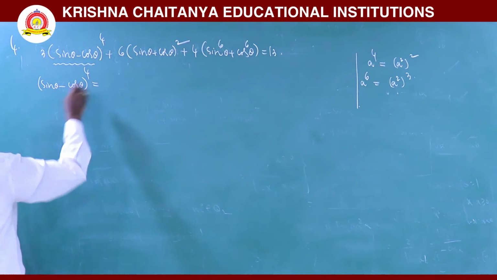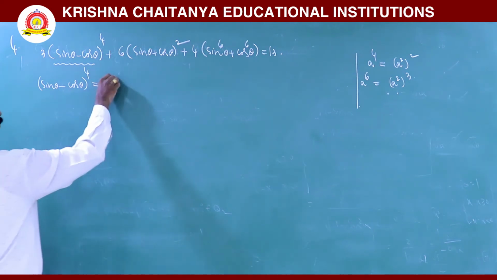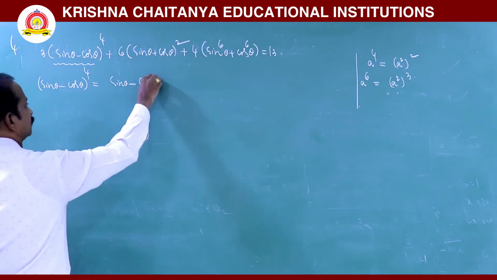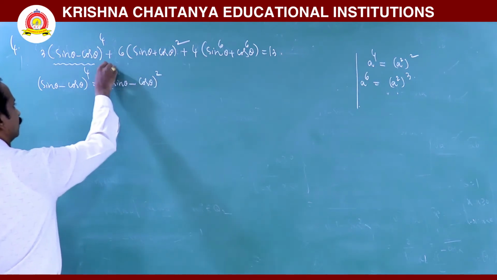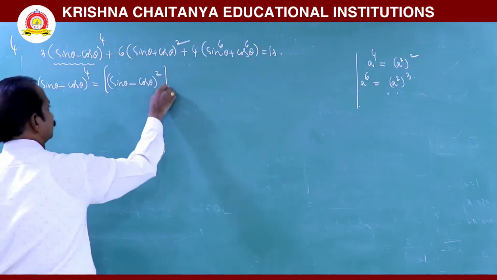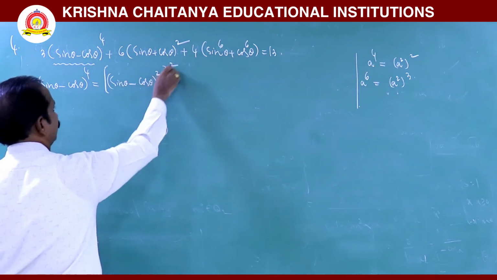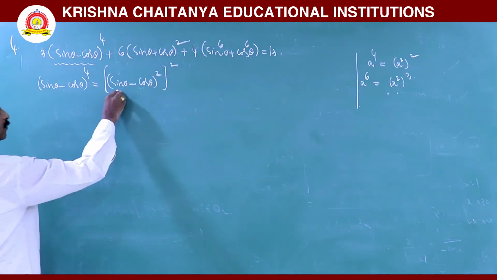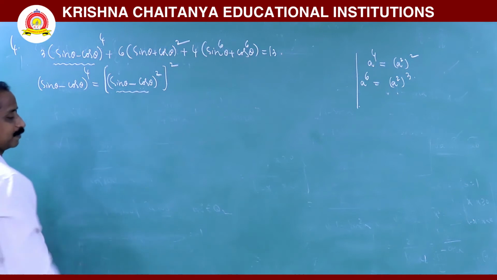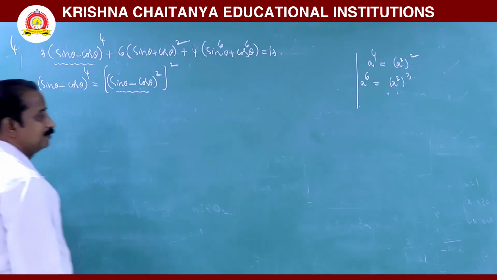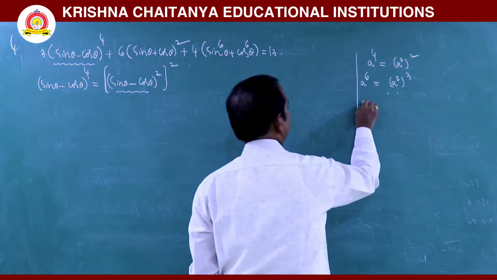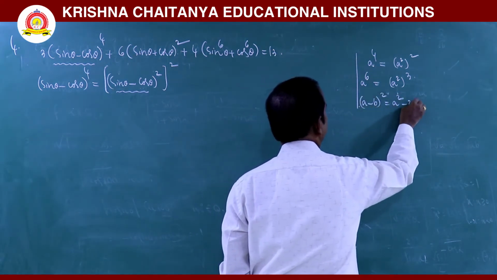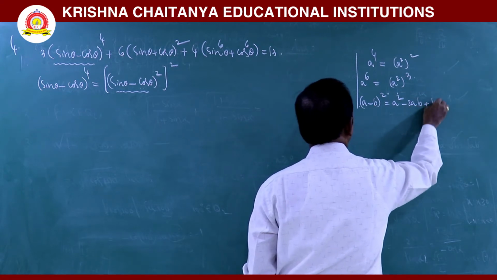How to write (sin theta minus cos theta) whole power 4? We can write that as ((sin theta minus cos theta) whole square) again whole square. Reason: (a power m) whole power n is a power mn. Now this is in the form (a minus b) whole square. So what is (a minus b) whole square? It is nothing but a square minus 2ab plus b square.